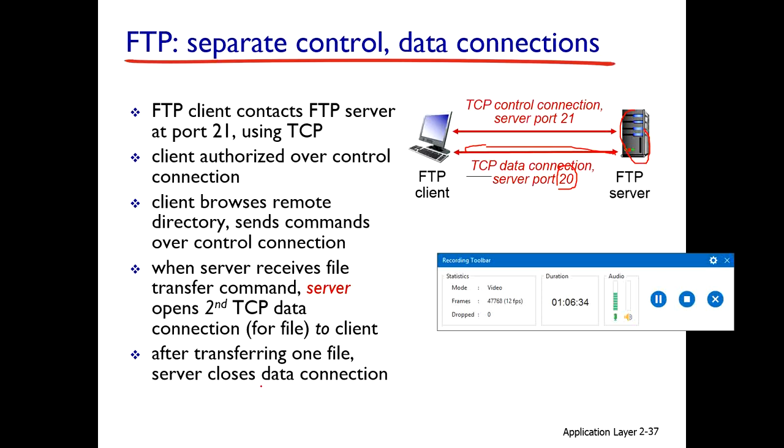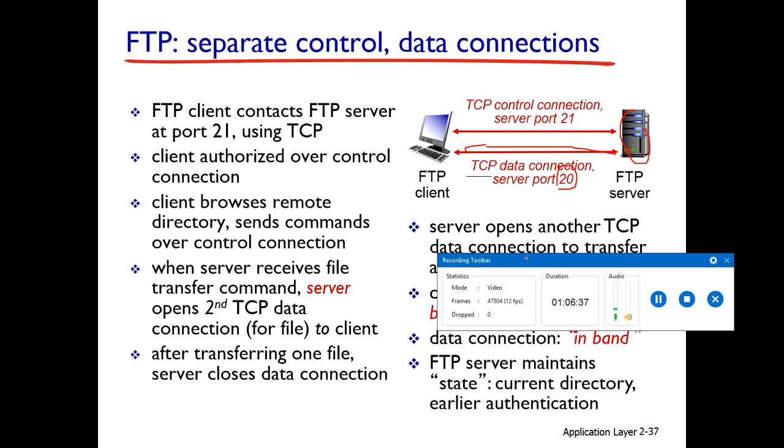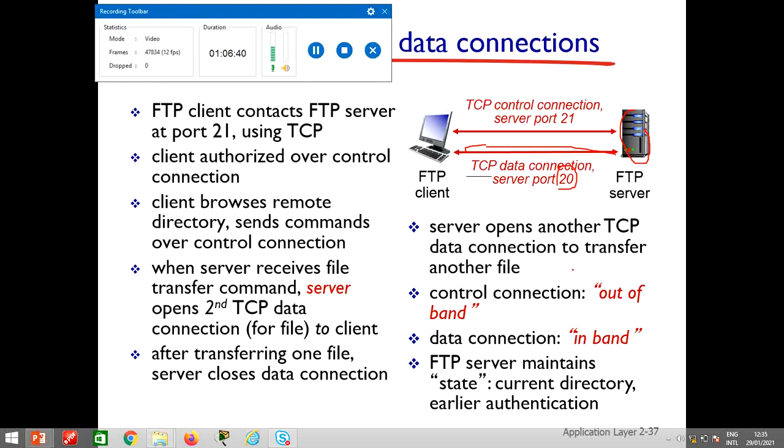After transferring one file, the server closes the data connection. Now the server will open another TCP data connection to transfer another file. So that's why the control connection is out of band and the data connection is in band, because it sends request and response in the same TCP connection that carries the transferred file. It is said to be in band. So the FTP server maintains state: it maintains the current directory and the earlier authentication of the user also.